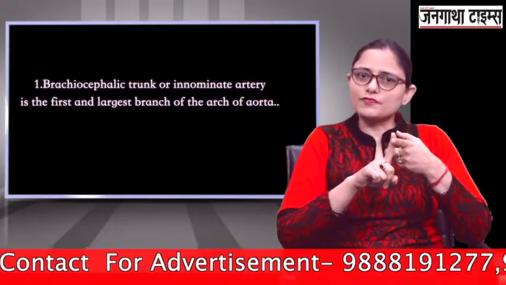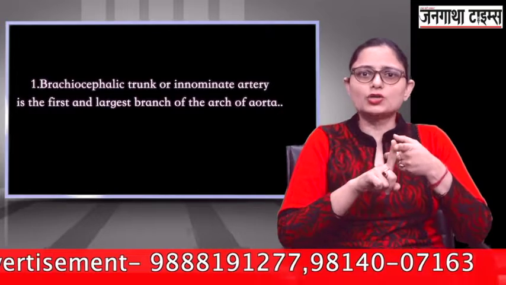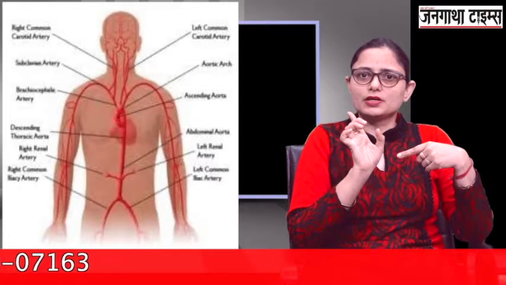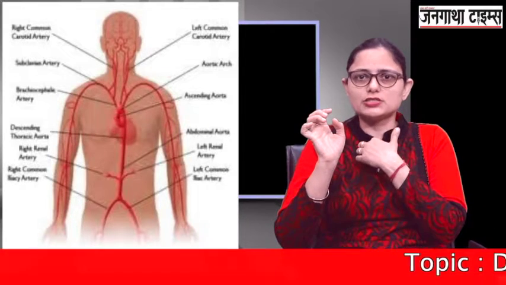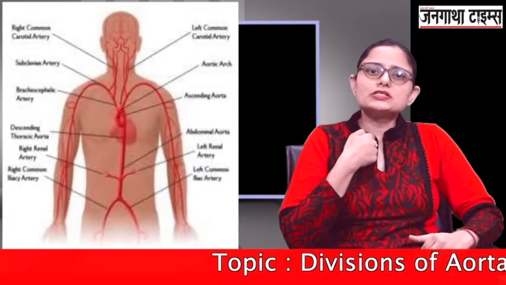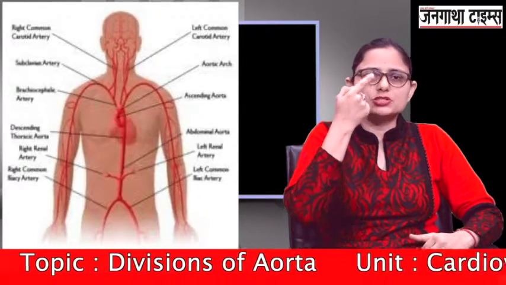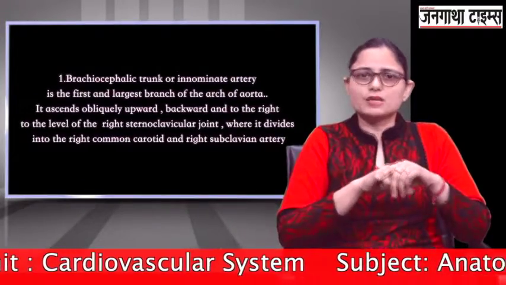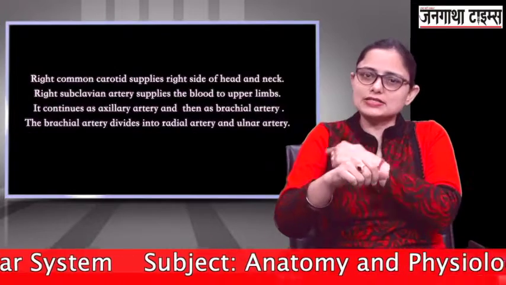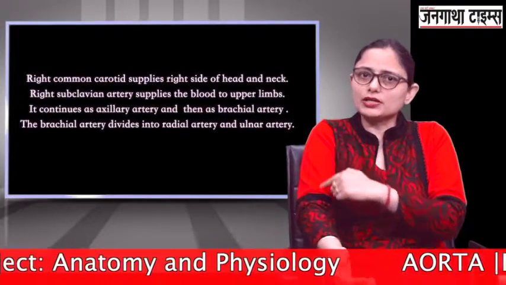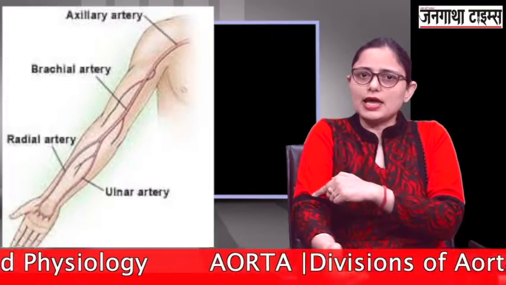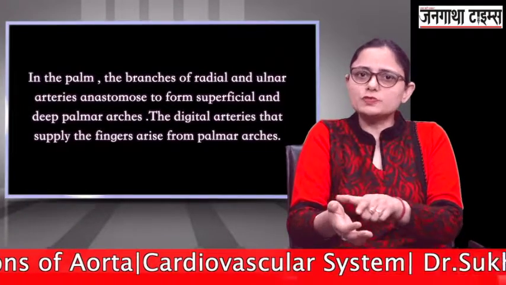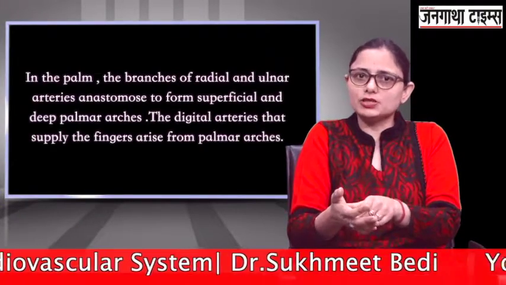The first one, the brachiocephalic trunk, brachiocephalic artery or the innominate artery, it moves upwards and obliquely towards the right, and at the sternoclavicular joint it gives off two branches. One is the right common carotid artery, which supplies the head and neck. Another is the right subclavian artery, which supplies the upper limb. The right subclavian artery then gives branches the axillary artery, supplying the axilla, the brachial artery, supplying the upper arm, and the radial and the ulnar arteries, supplying the lower arm. Then it forms a superficial palmar arch and the deep palmar arch, supplying the palm.